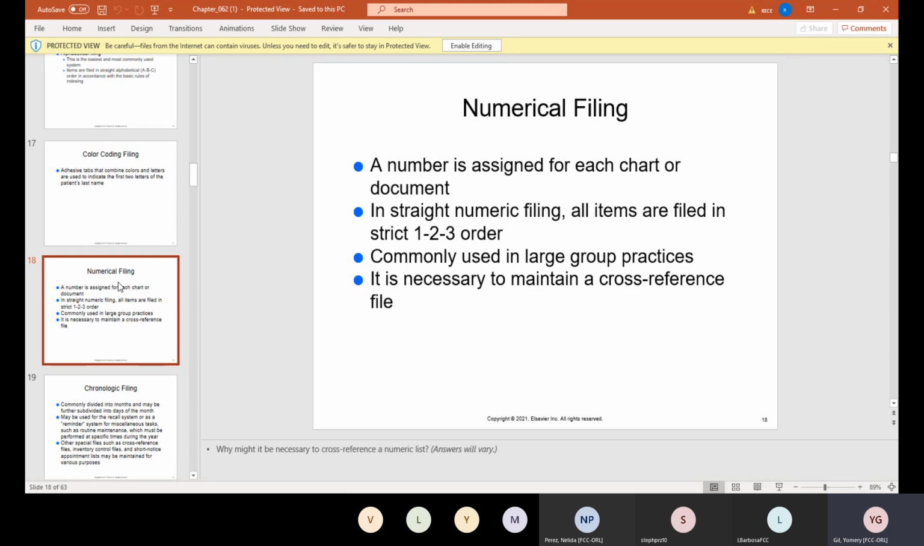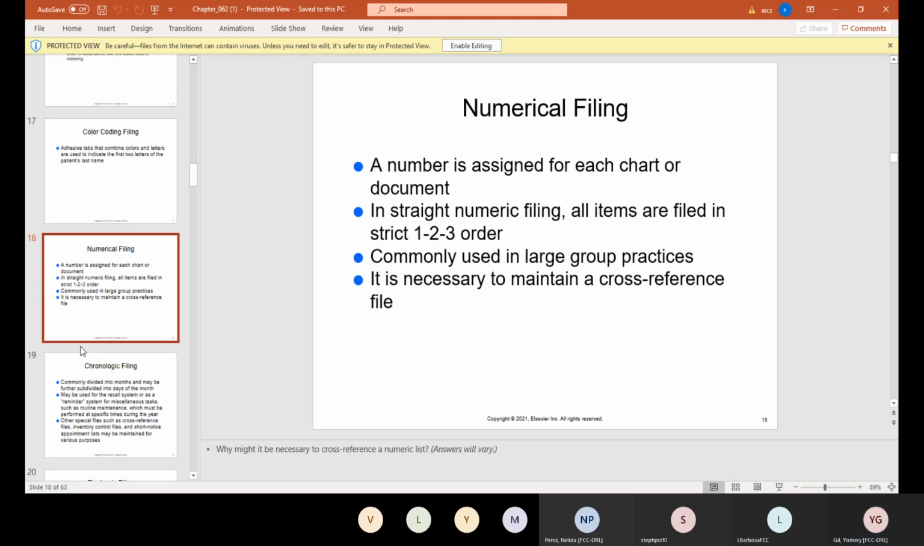So numerical filing, a number is assigned to each chart or document. In straight numeric filing, all items are filed in strict 1 to 3 order. Commonly used in large group practices, it is necessary to maintain a cross-reference file. The last office that I worked for about 10 years, we used to do numerical filing. Pretty straightforward. It's 1, 2, 3, 4, 5, and so forth. However, when you start getting to the big numbers, like 10,000, 12,000, people start to not know what order the numbers go either. So it doesn't make it any easier.